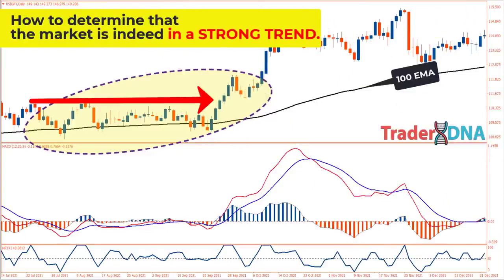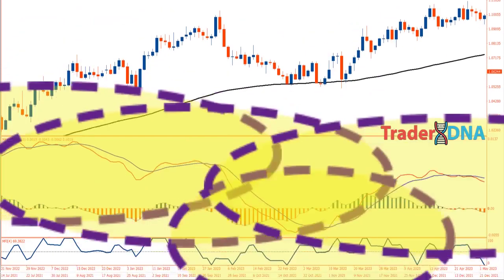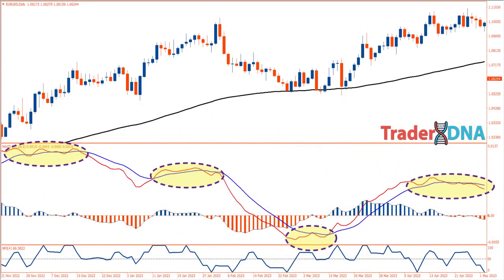One of the easiest ways to determine that the market is in a strong bullish trend is by using the MACD indicator. As I explained earlier in this video, when the MACD line and the signal line move apart from each other, it signifies a strong market trend. Conversely, if the MACD line and the signal line converge and move sideways, it indicates a weak market trend, which implies a lower probability of success when opening positions.